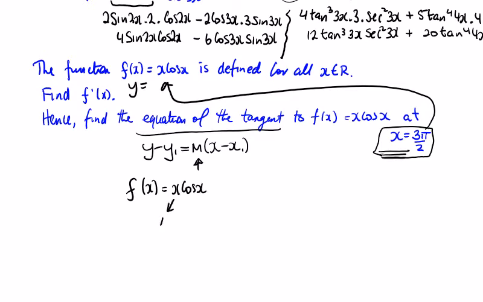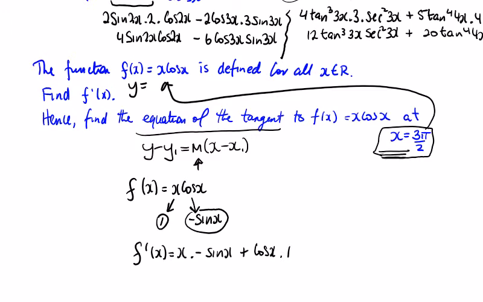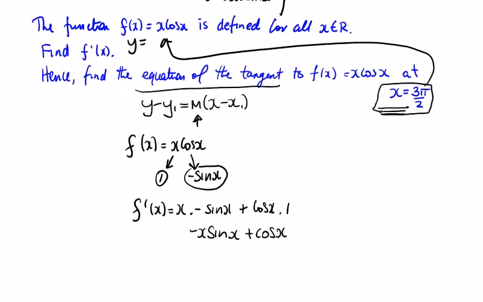I've told you before to write down the differentiated components first. Cos x goes to minus sine x, and x just goes to 1. So f prime x, following our rules, is the first by the second differentiated, plus the second by the first differentiated. So we're going to get minus x sine x plus cos x. So if I put a value in for x, that'll give me the slope of this at any point.